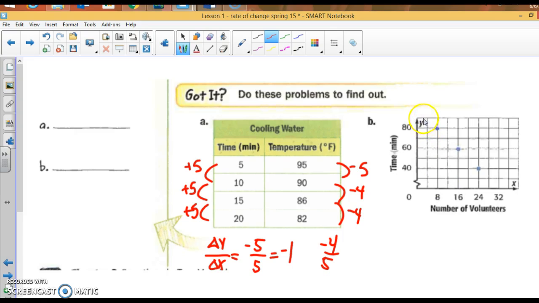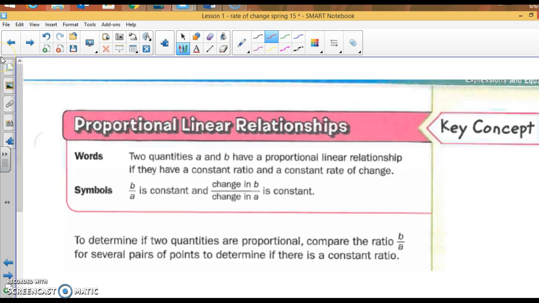Is this linear? Well, let's take a look at it. If you draw a line through it, you can see that it is. But let's find the rate of change. So, our x values are going up by 8, and that's 8, 16, 24. So our change in x is 8. What's our change in y? We're going from 80 to 60, 60 to 40, so minus 20. So our rate of change is, I can divide these both by 4, and I'll have negative 5. So we're losing 5 volunteers every minute. It is linear.